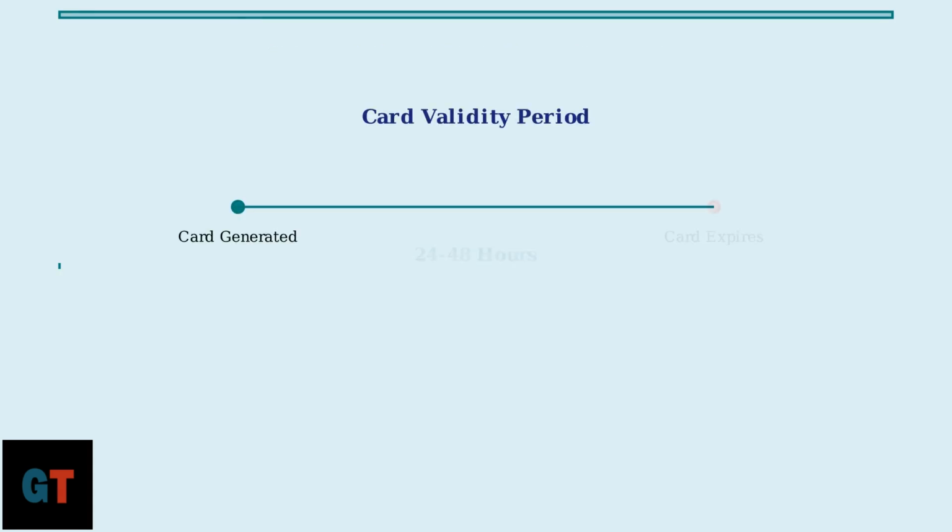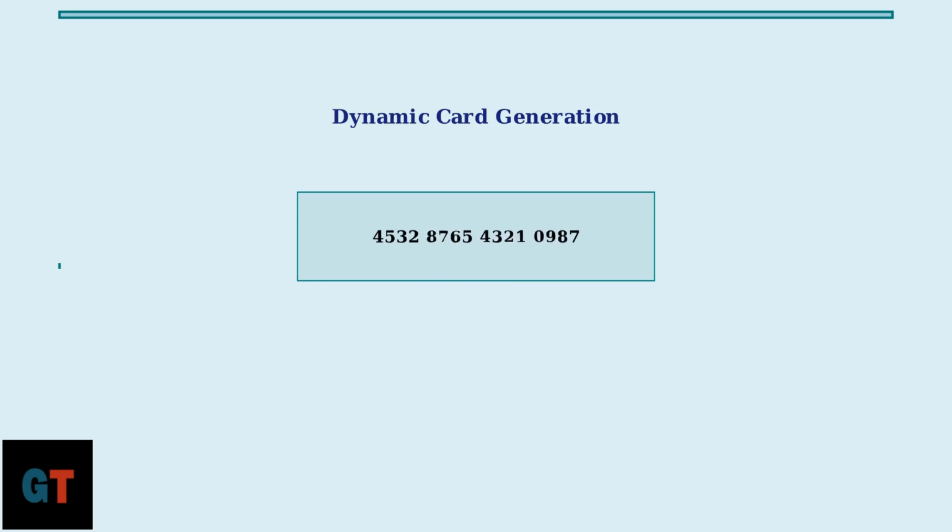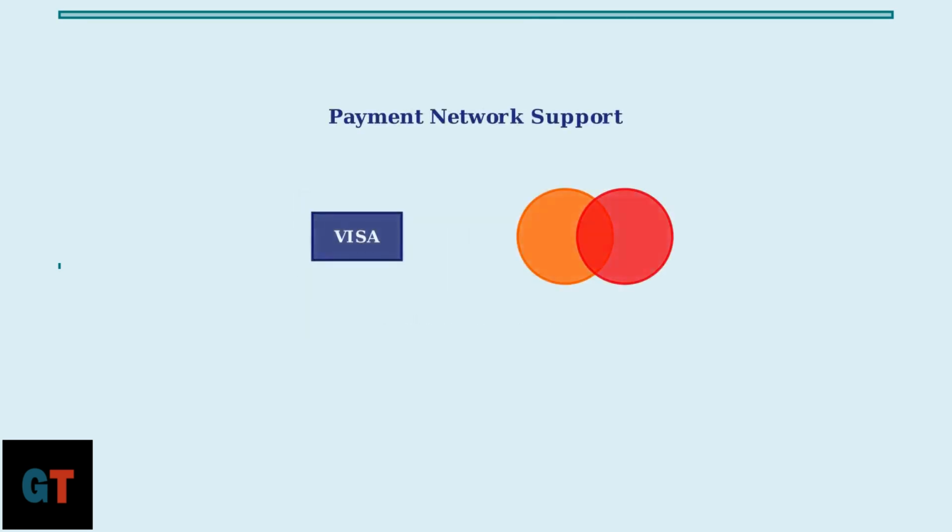Afterpay virtual card numbers have a limited lifespan for security purposes. Each card number is typically valid for only 24 to 48 hours after generation. For enhanced security, Afterpay may generate a completely new card number for each transaction. This dynamic approach significantly reduces the risk of fraud and unauthorized usage. Afterpay virtual cards operate on major payment networks, including MasterCard and Visa, depending on your geographic region. This ensures broad merchant acceptance worldwide.